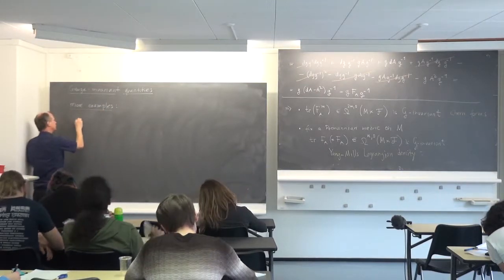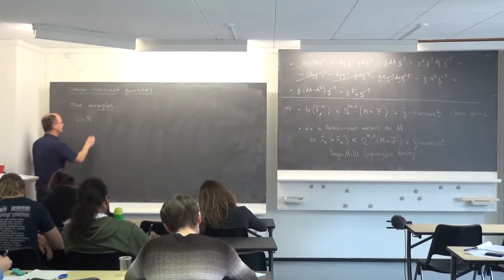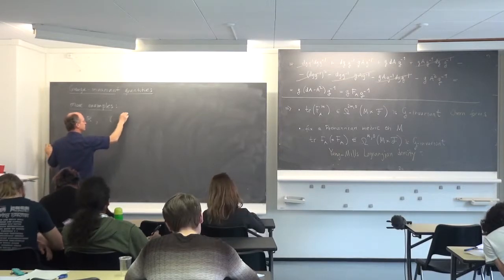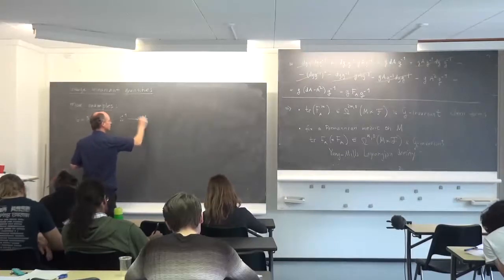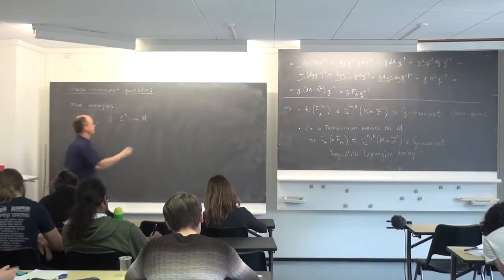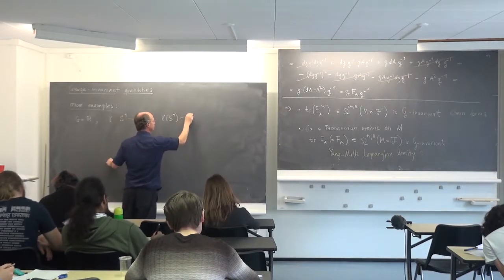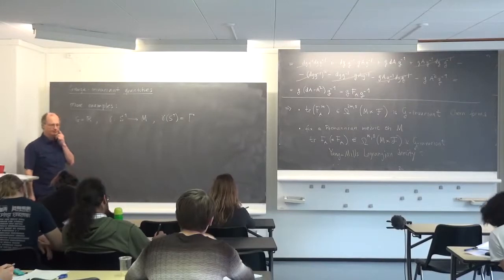So let's say G is equal to R, and let's choose a map from a circle to our space-time. So let's denote the image, the parameterized curve, by capital gamma.